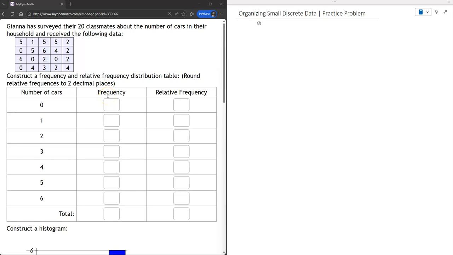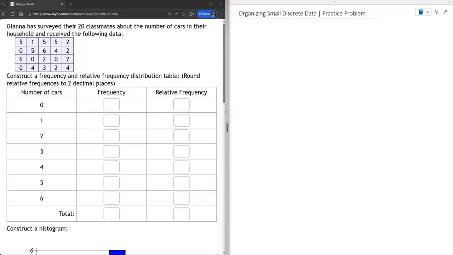In this tutorial, I'm going to show you how to organize small discrete data by doing this practice problem together with you. Let's read the question. Gianna has surveyed their 20 classmates about the number of cars in their household and received the following data. So let's take a look at this data.